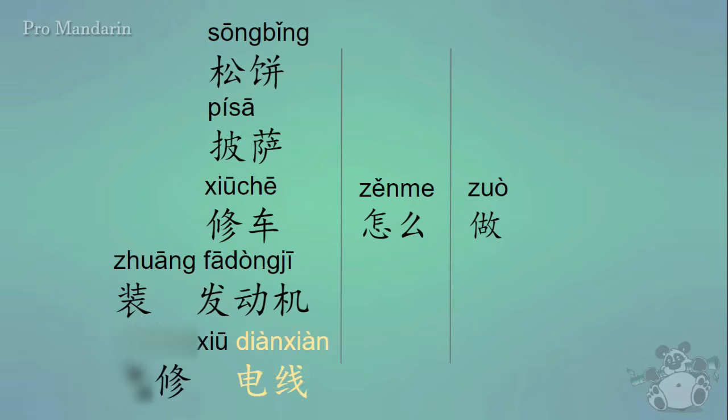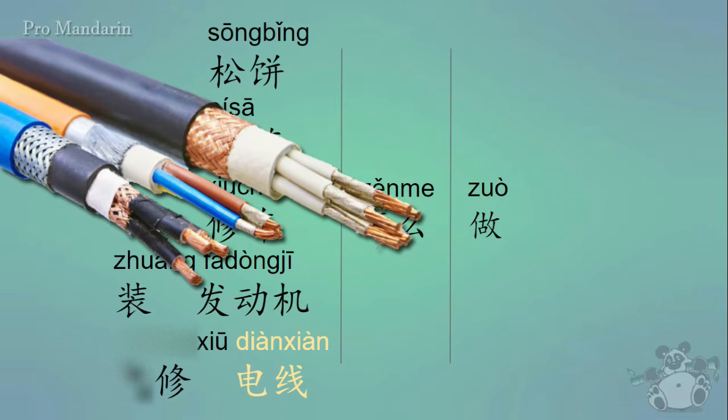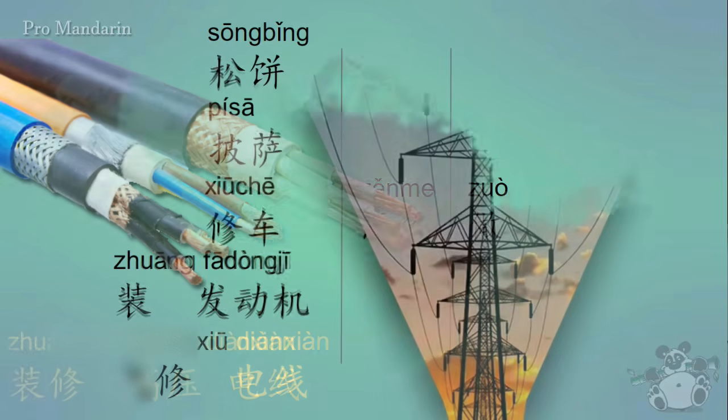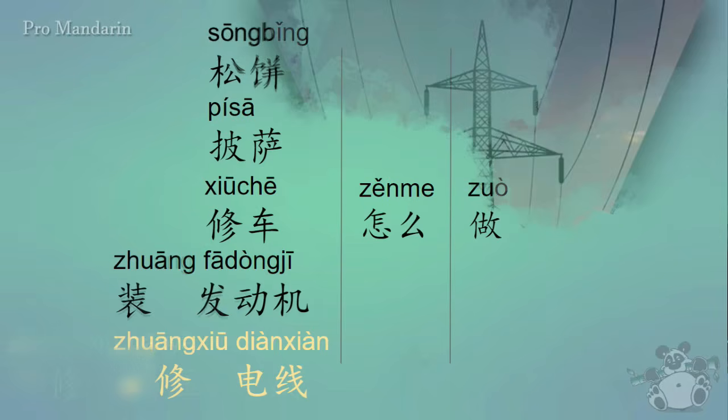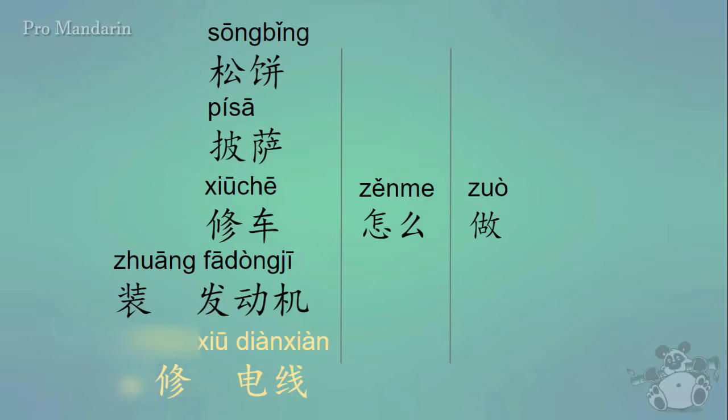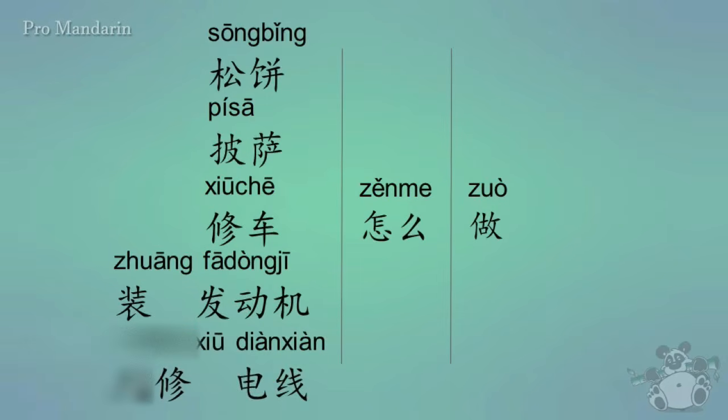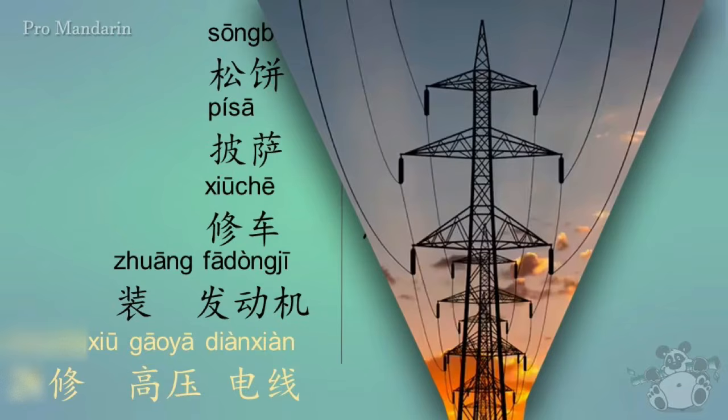And then we have 电线, which means electrical wires. So it could be electrical lines, or if I wanted to be more specific, power lines, I would say 高压电线. Although 装修电线 is not something that you're normally going to talk about. In fact, you probably will never talk about it at all in Chinese. However, I do a lot because that's what I do for work. I install high voltage power lines. So the way I would say that is 装修高压电线.